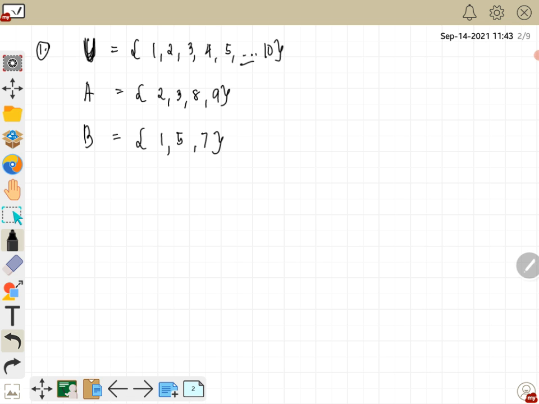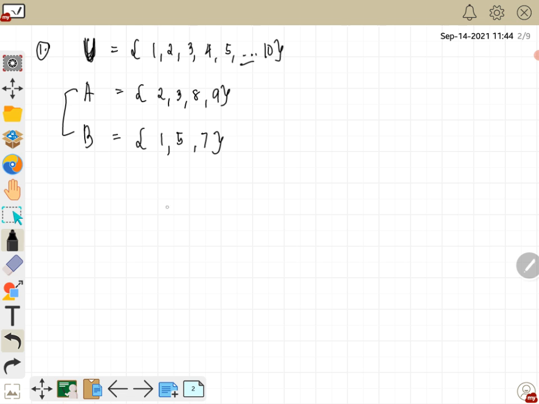Then we have also set A, 2, 3, 8, 9. Notice that A is a subset of U. Then B is also a subset of U. In this case, we're going to make a Venn diagram out of this. But looking at this, we need to compare first A and B. Do we see any common elements? 2, 3, 8, 9 and 1, 5, 7. There are no common elements. That makes us draw two separate circles.